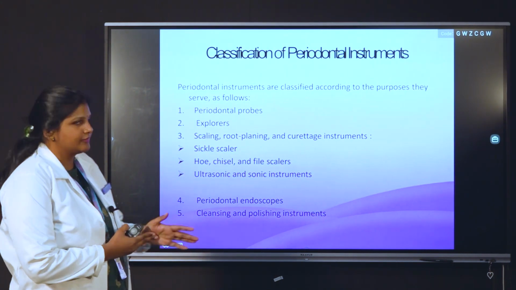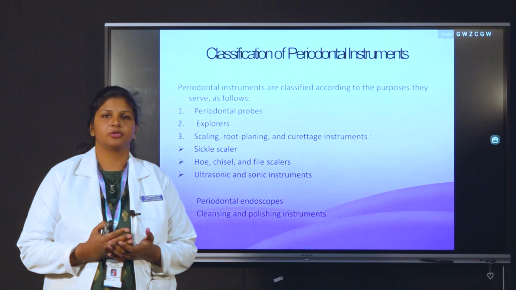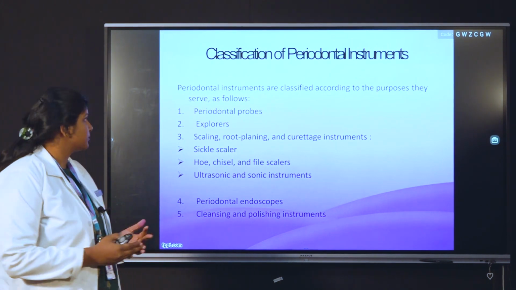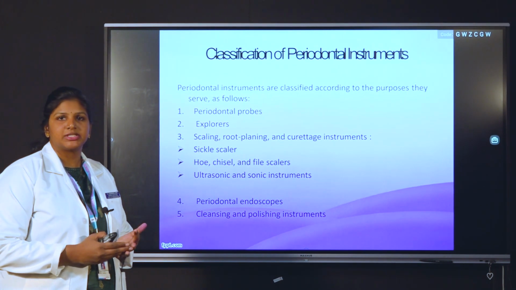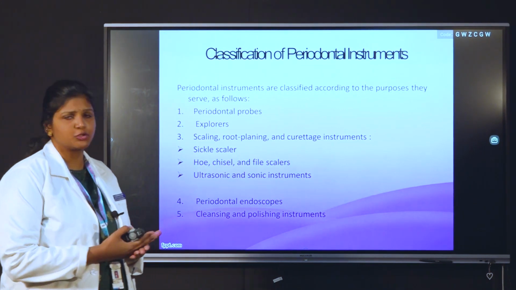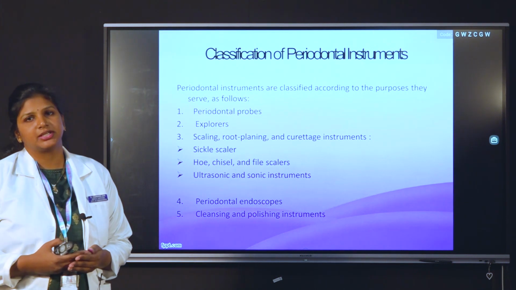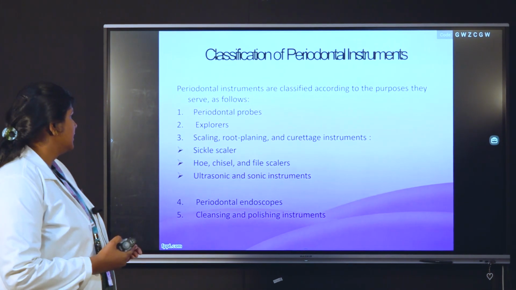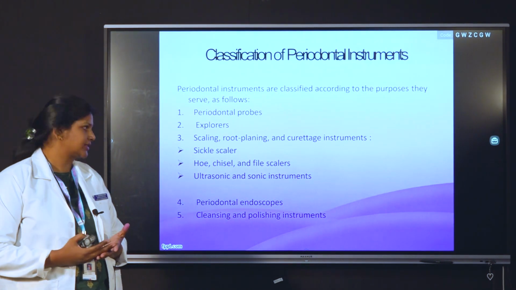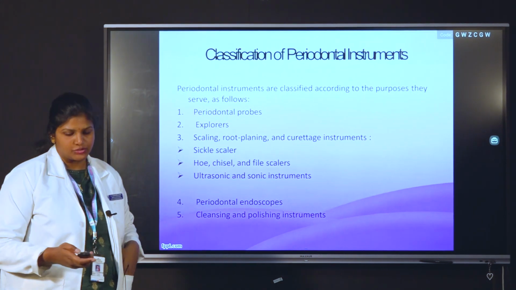So coming to the classification of the instruments, the instruments that are to be used for scaling and root planing procedures are, first, periodontal probes and explorers, which are used to detect the calculus or any dental caries from the supragingival and subgingival surfaces. And coming to the main instruments, that are scaling and root planing instruments: sickle scalers, curettes, files and ultrasonic scalers, and periodontal endoscope, and the cleaning and polishing instruments.